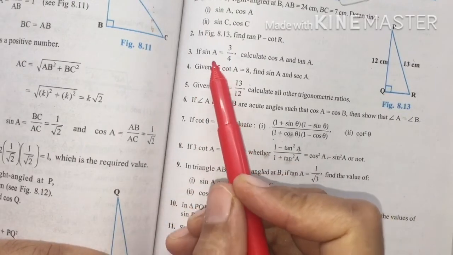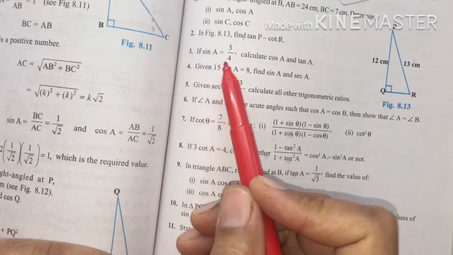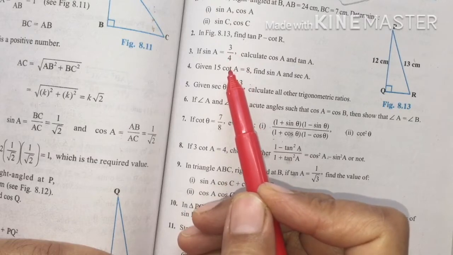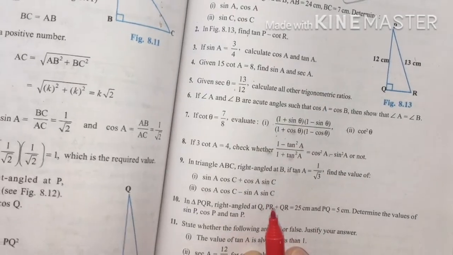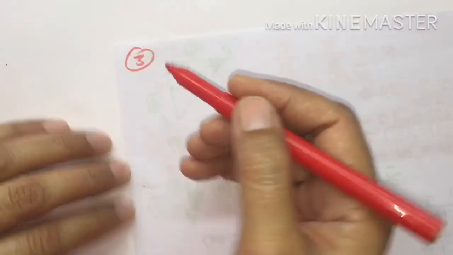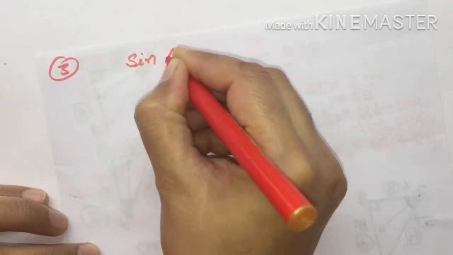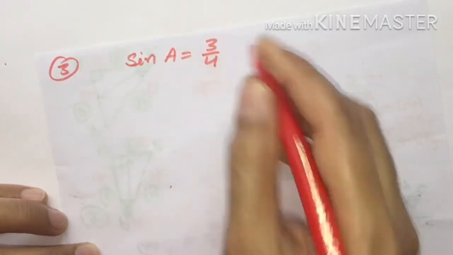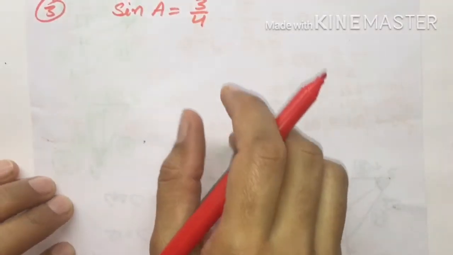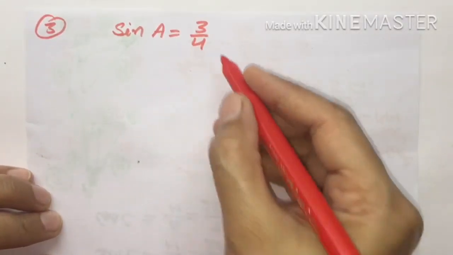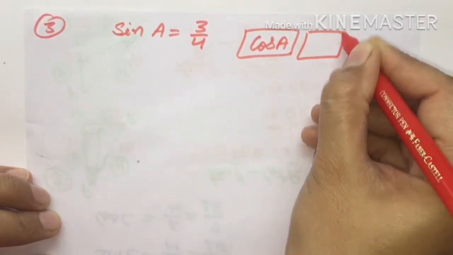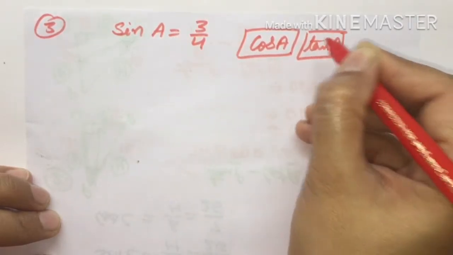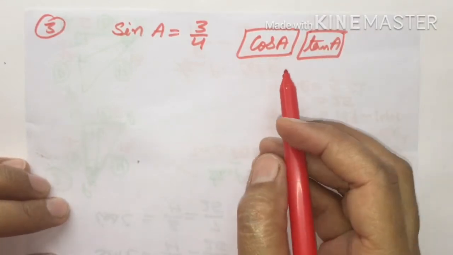Question number 3 of exercise 8.1. If sin A is equal to 3 upon 4, calculate cos A and tan A. Very simple question. Let's do it. Third question. It's given in the question that value of sin A is 3 upon 4. And we need to find out the value of cos A and tan A. These two things we need to find out.